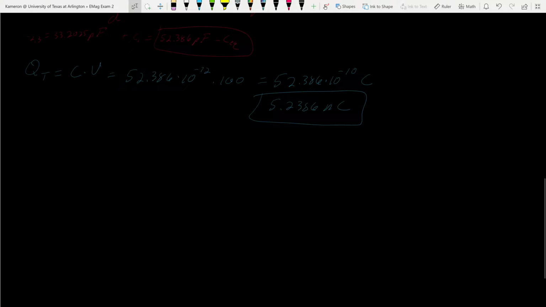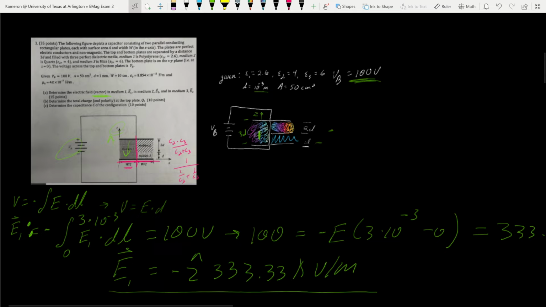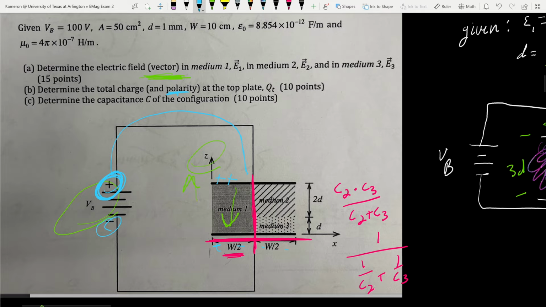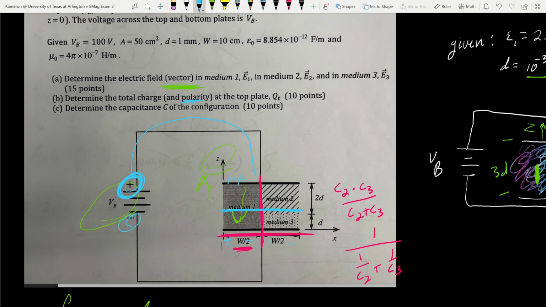And that is the charge at the top. It also asks for the polarity. Polarity is positive at the top, as given by the battery here. This is positive, positive charges. Here is negative, negative charges here on the bottom. But it's the same magnitude, it's just your sign. If you ever see a conductive plate here, just know that Q is equal to zero, so net charge is zero.